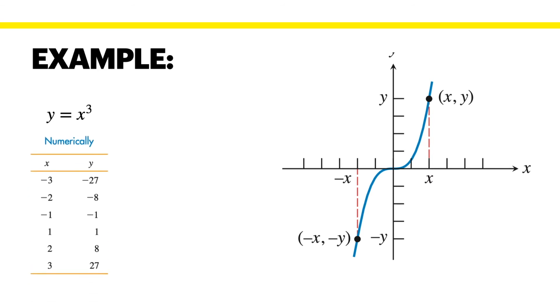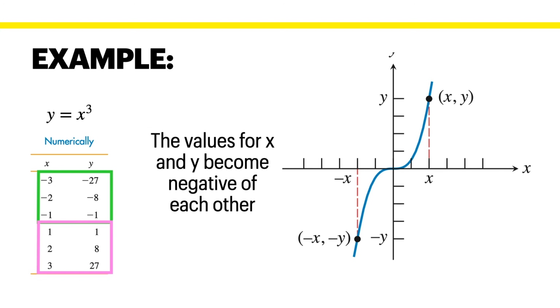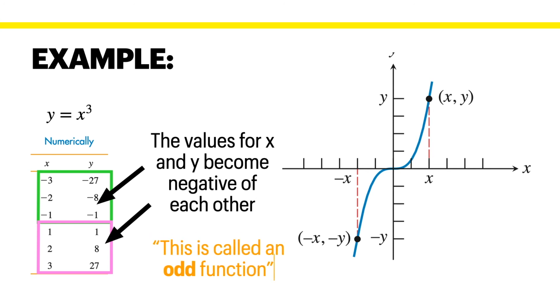Okay, so we have y is equal to x cubed, and numerically, let's look at it. I'm going to take this first chunk of numbers at the top and compare it to the chunk of numbers at the bottom. You can see that the values of x and y become negative of each other. And of course the inverse. If you look at them, you can really see that. They became negative and they became inversed. And for functions like this, they are symmetrical with the origin, but they become the negative inverse of each other.